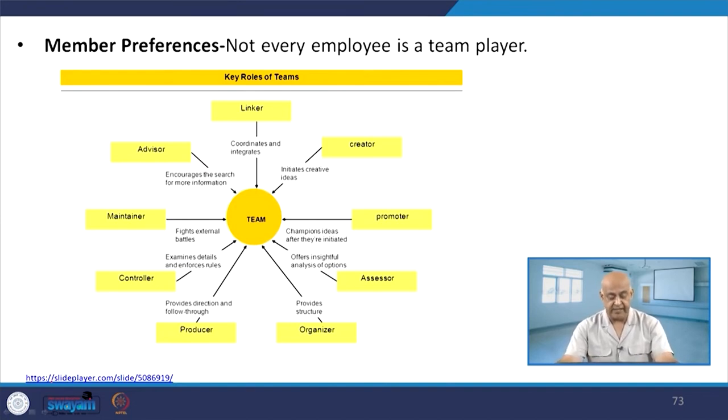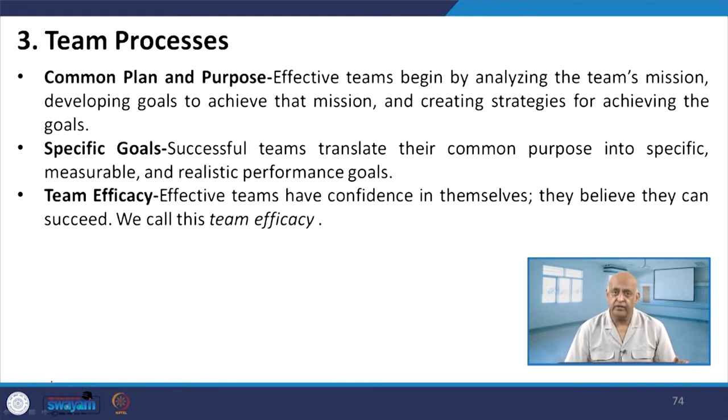Similarly, you will find the assessor, organizer, producer, controller, maintainer, and advisor, who encourages the search for more information. Whenever we are talking about these, member preferences come in. Member preferences may be as per their personality. Somebody may like to be the linker as a coordinator, somebody may like to be the controller. So, this will depend upon the personality of the individuals.